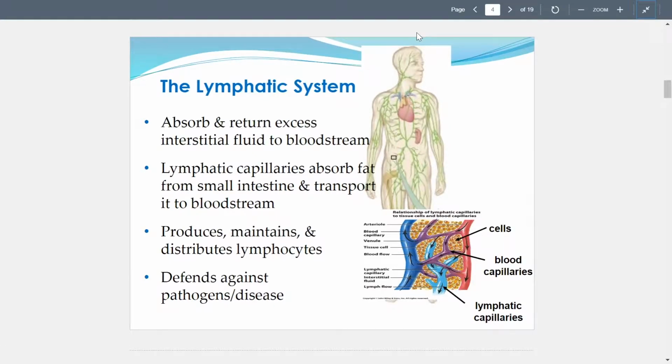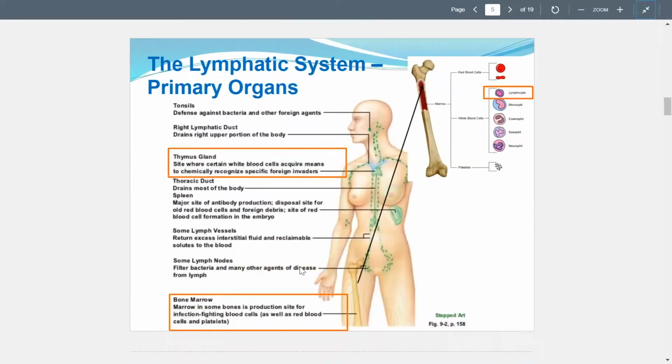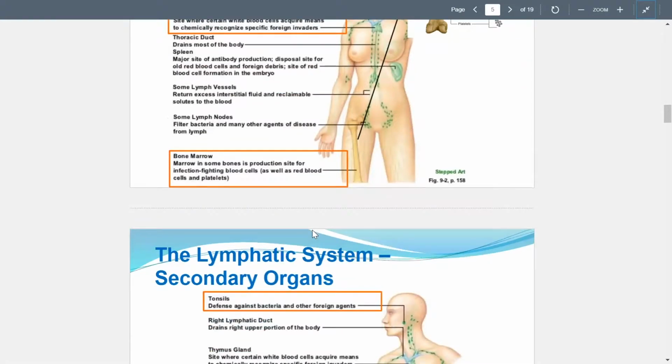And again, maintain homeostasis, as you already know. Do you want to talk about this later?